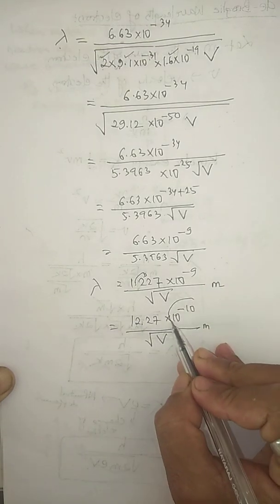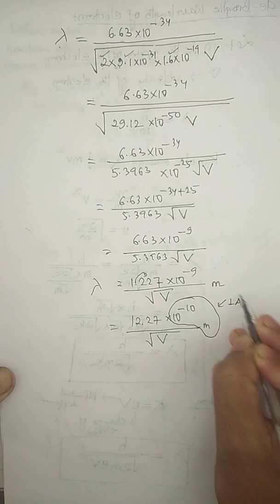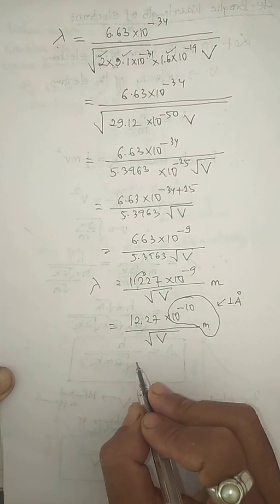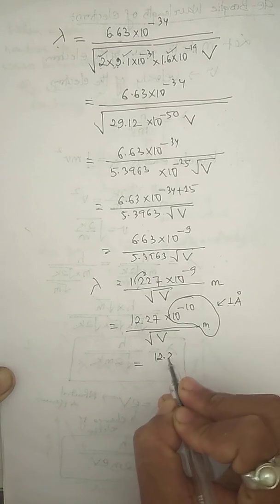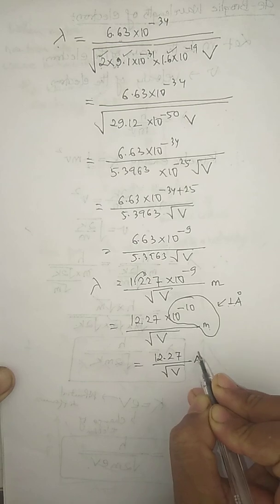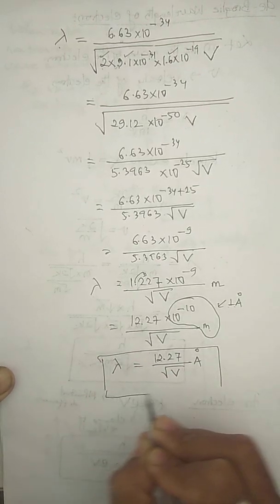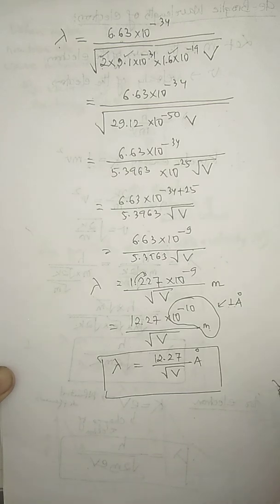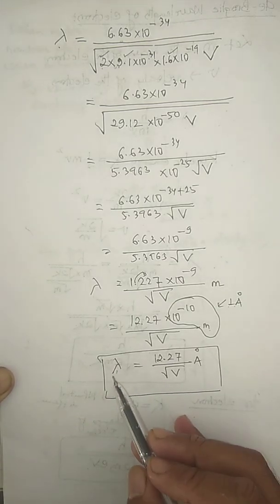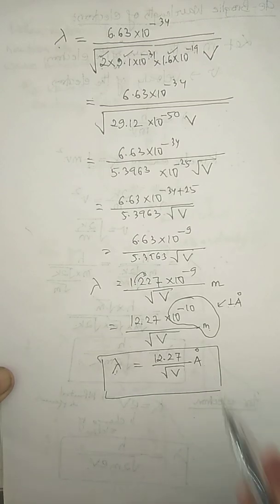Okay. Now 10 to the power minus 10 meter is equivalent to 1 Angstrom, which means 12.27 by square root of V, and I replace it directly by Angstrom. So children, look at the relation, and this is the relation we can use directly in numerical problems to calculate the wavelength directly in Angstrom, which is lambda equals 12.27 by square root of V Angstrom.